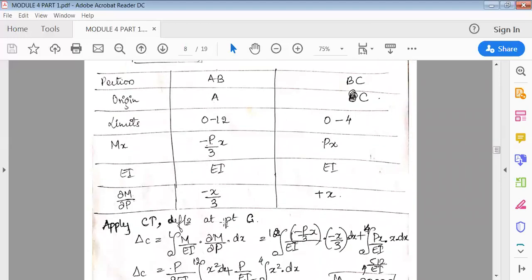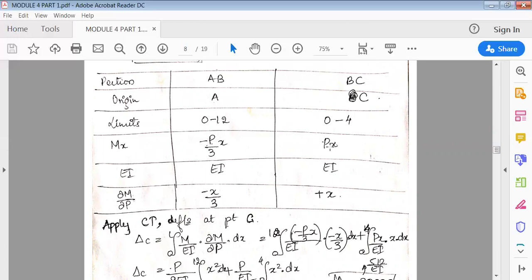Then dou M by dou P. So again same thing here, dou M by dou P. So there is P in it. Okay. So the P will cancel. You're left with minus x by 3.